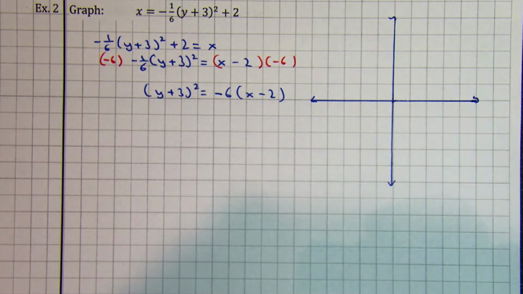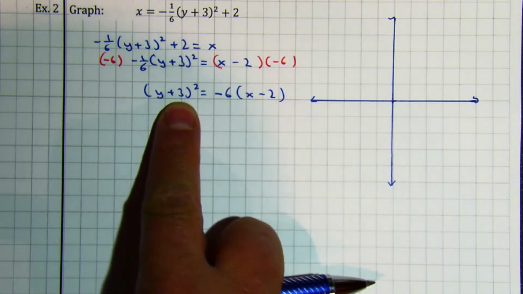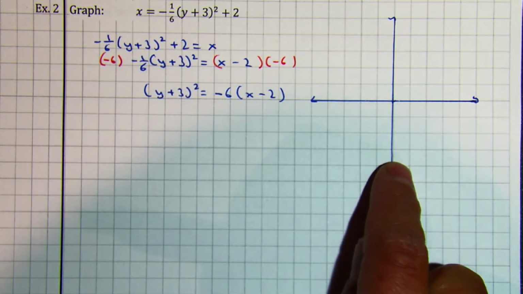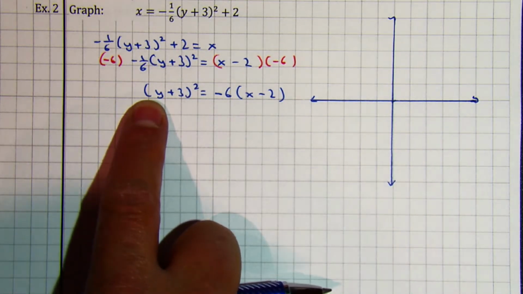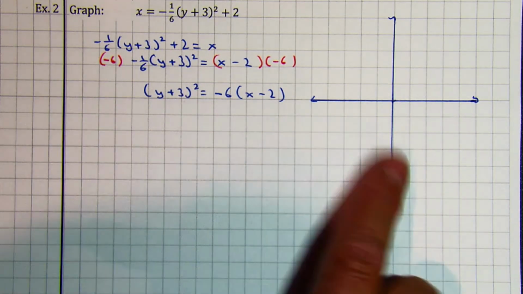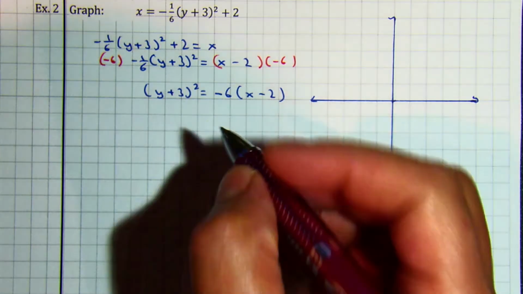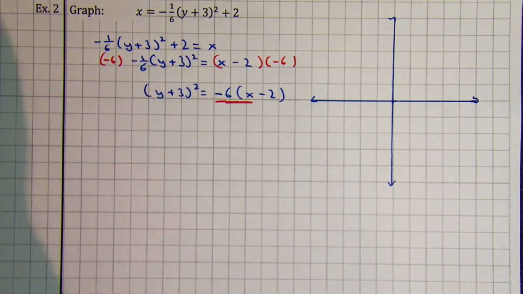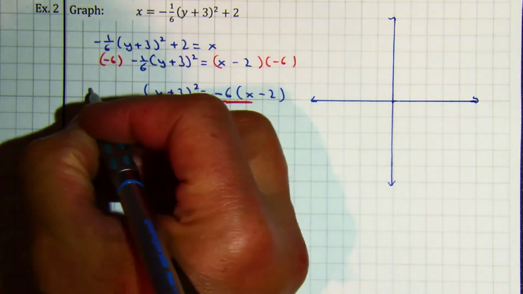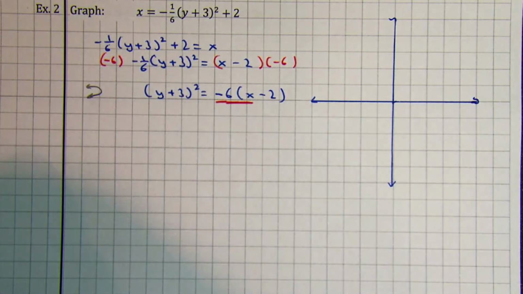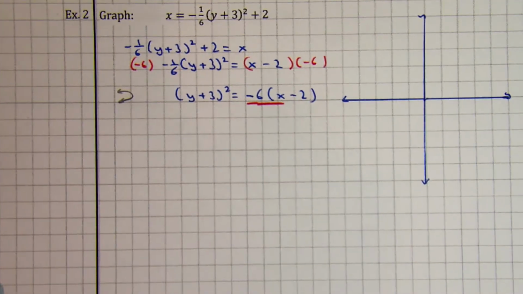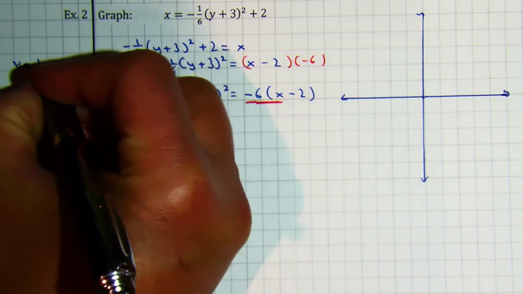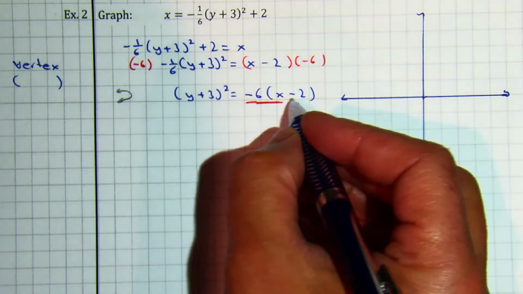Next, I need to decide whether my parabola is facing up or down, left or right. Well, I know that my y is being squared, so therefore I know that it's going to be facing left or right. But the way I memorize it is that it's going to face the sign of the negative 6 on the x-axis. So therefore, it has to be facing left. First, I'm going to find my vertex, and then I'm going to find the value of p. My vertex is a point, which is 2 and negative 3.